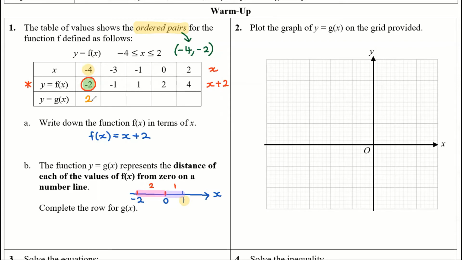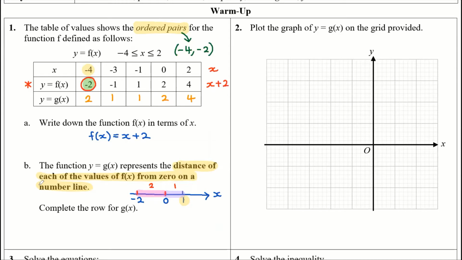Okay. And similarly, if I'm at -1, I am 1 unit away. And then I can just simply reproduce all the positive values. They're not going to change. So the distance of each number, I'm going to make that really clear. Let's highlight it. The distance of each of the values of f(x) from 0 on the number line is simply the positive version of whatever that number is. Okay? So we've got our row for g completed, and that concludes question 1.